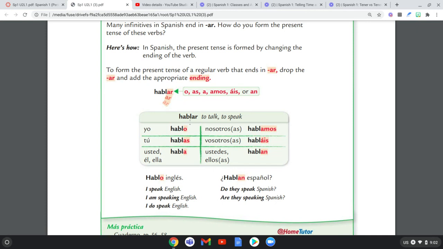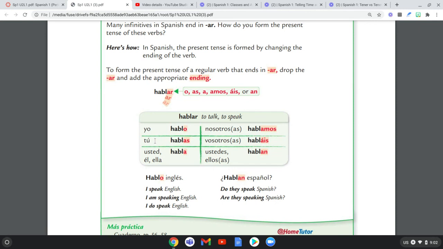Not just for this word, right? I can give you any random word you've never heard of, as long as it ends with an AR. If you want to talk about how you did whatever the word was, if I walked, I cleaned, I ate, I swam, whatever I did, I put an O when talking about me.